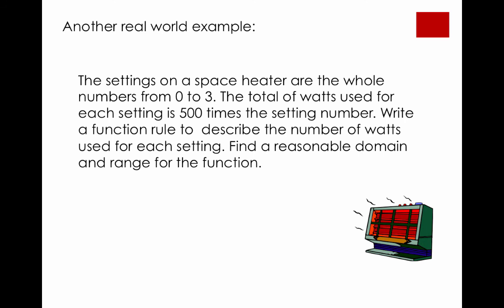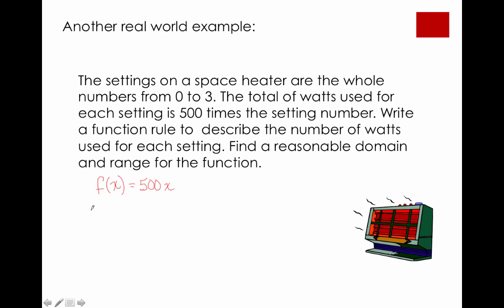All right, trying this again. For my real world example, I've got a space heater that I'm able to set to just whole number values. Of course, I can have it off at 0, or I can set it to 1, 2, or 3. And each time I increase the number on the dial, it will increase my wattage usage by 500. I'm going to write a function rule to describe the number of watts. Then I'm going to find a reasonable domain and range for this function. Well, for every input value, or the level that I'm setting it at, I'm going to multiply by 500 to get me my output value, my y.